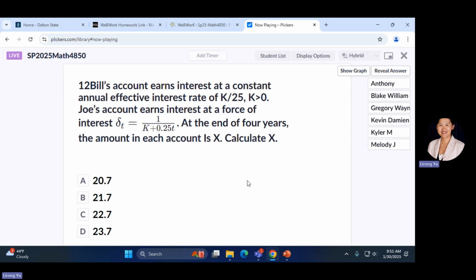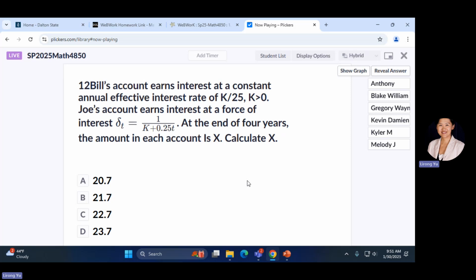So the integral from 0 to t of 1 over K plus 0.25 r dr should be calculated first. So this integration, if we do the indefinite integral, it will be this. What I did earlier was using U substitution. I don't know if it's too lengthy to do it this way. So then du is going to be 0.25 dr, and that also means dr equals 4 times du.